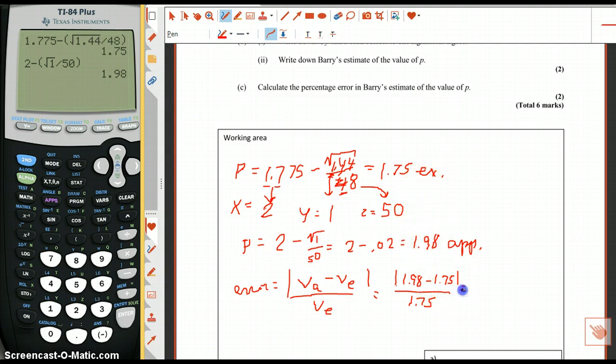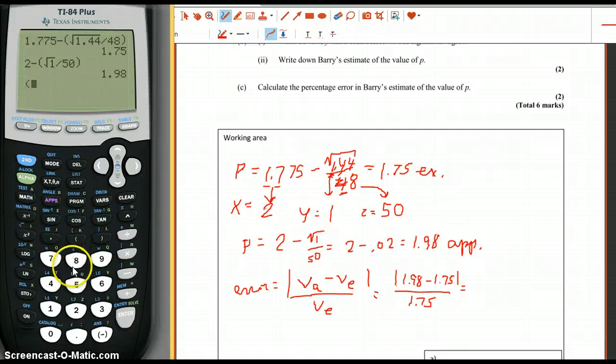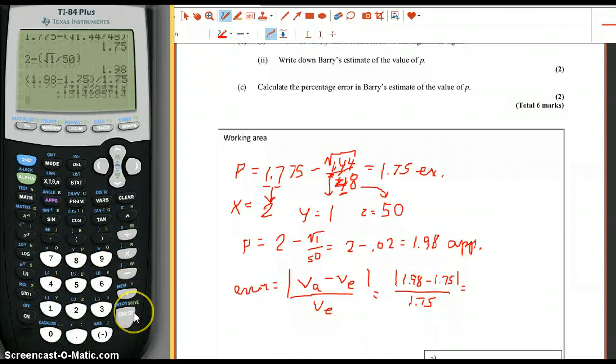All right. So if you do this subtraction and division, be careful that you put in parentheses 1.98 minus 1.75 divided by 1.75, not divided by 1.98. And that gives you 0.131.